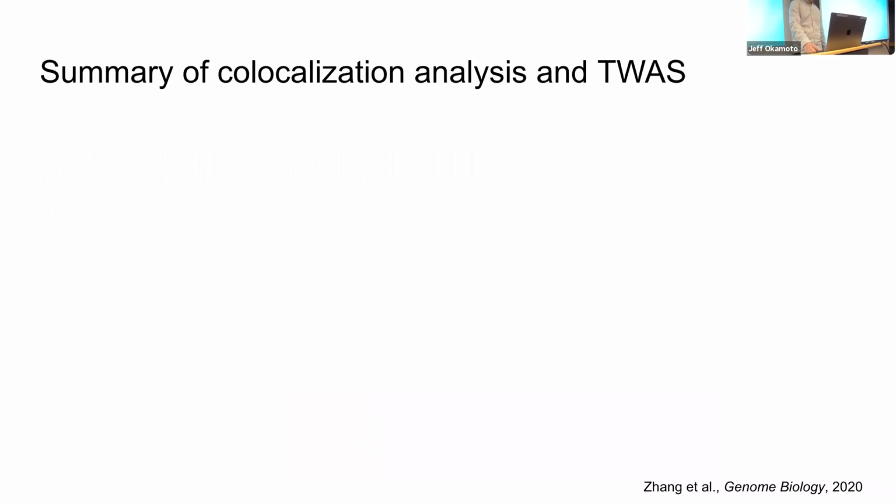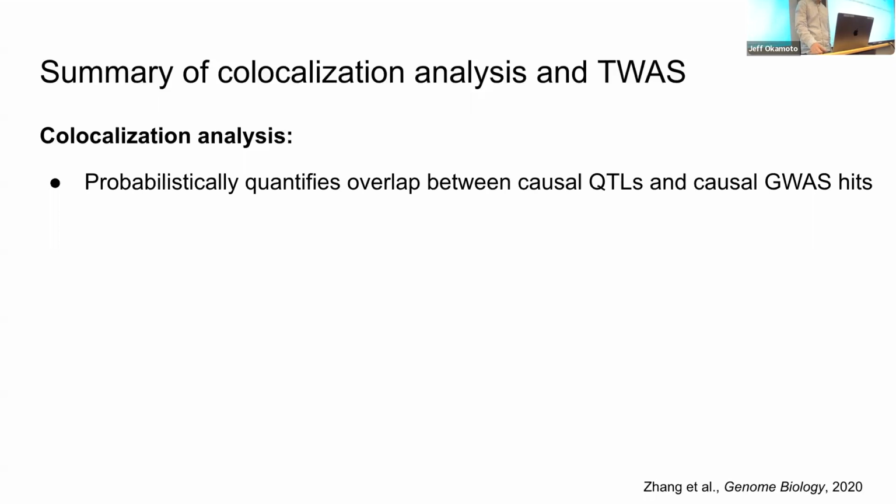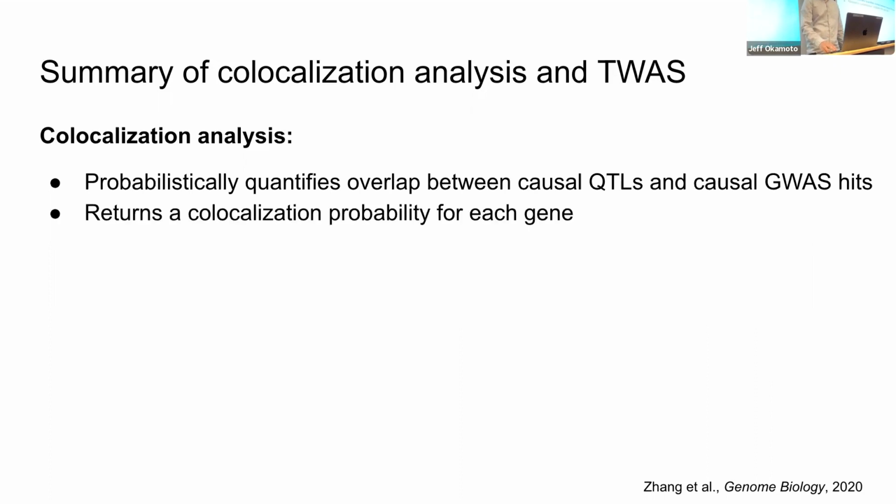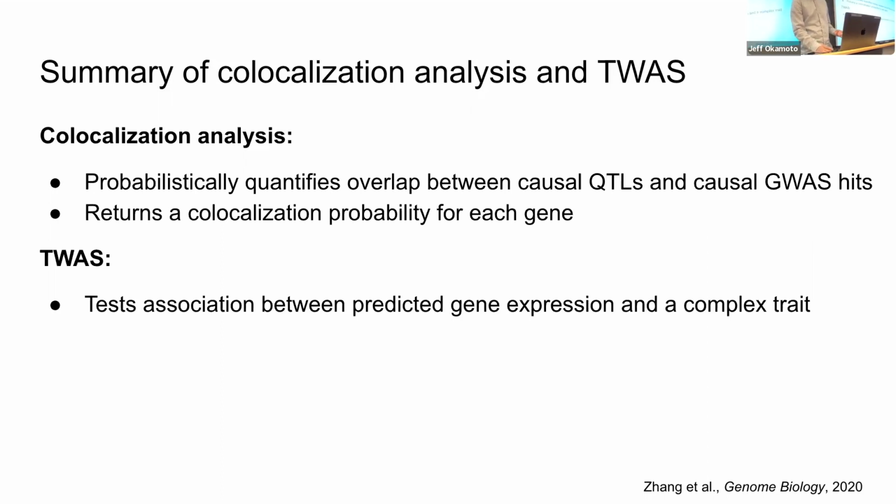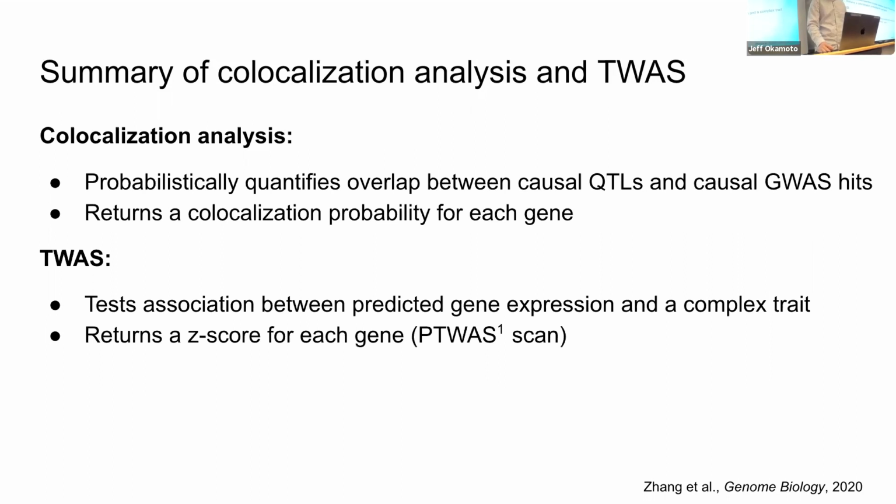Okay, so just a little bit of a summary of what we've just gone over. So colocalization analysis, we're probabilistically quantifying the overlap between causal QTLs and GWAS hits. The output is your gene level colocalization probability. Meanwhile, for TWAS, we're testing association between predicted gene expression and a complex trait, and we're getting a z-score as output.